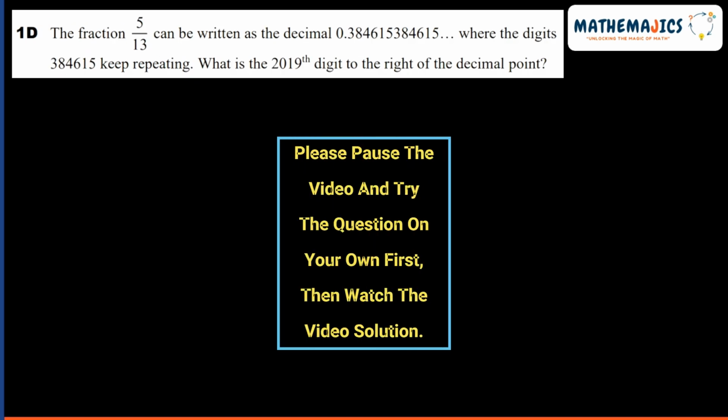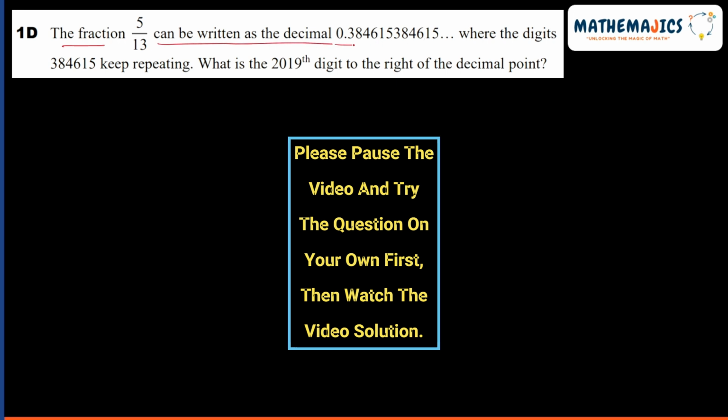So let's read the question. The fraction 5 by 13 can be written as decimal 0.3846. This long number, where the digits 384615 keep repeating. So these are the 6 digits that are repeating itself. Okay, we'll keep this in mind. What is the 2019th digit to the right of the decimal point?